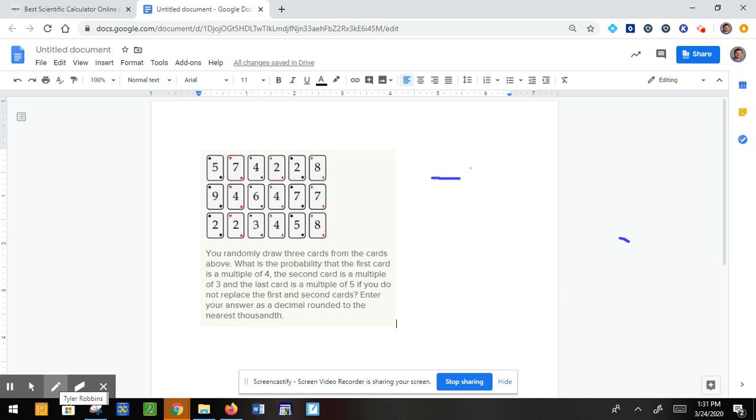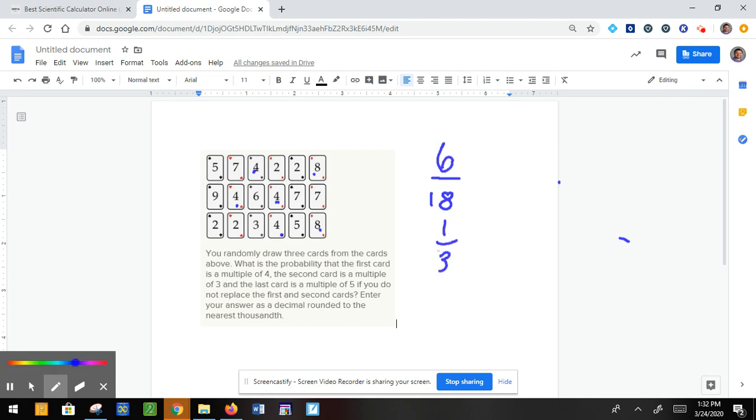All right. So the first probability is figuring out on that first pull, what's the probability that you get a multiple of 4? So it's out of 18. Now we just have to count how many cards are a multiple of 4. All right, so 4, 8, 4, 4, 4, and 8. That's 1, 2, 3, 4, 5, 6. So 6 out of 18, we can reduce that to 1 out of 3.